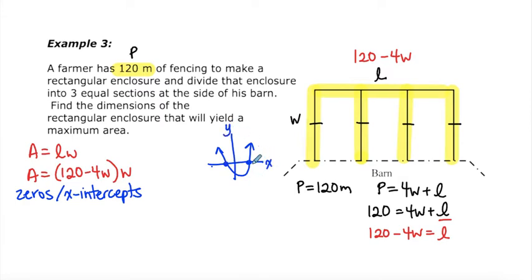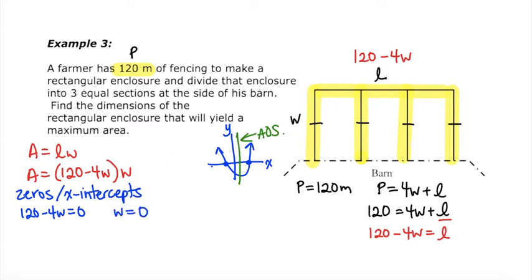I'm looking for those 2 points because if I know those 2 points, then I can find my axis of symmetry, which is the line that splits my parabola in half. Okay, so to find my zeros, I take my expression, so 120 minus 4W. I'm going to set that equal to 0, and then I'm going to have W equals 0.